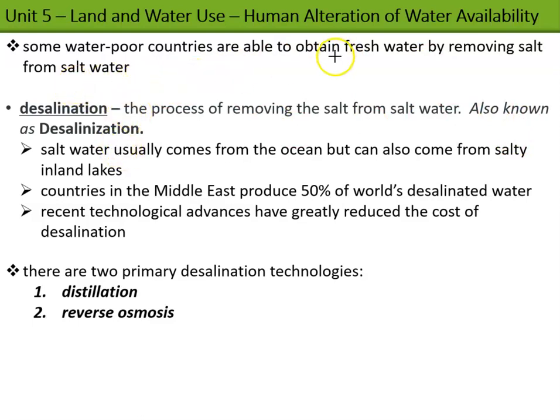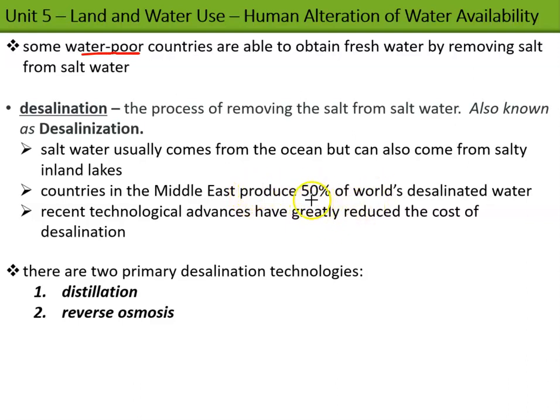This process of removing the salt from salt water is called desalination. It's also known as desalinization. Salt water usually comes from the ocean, but it can also come from salty inland lakes. Many countries in the Middle East are in this category of a water-poor country, but with unlimited access to salt water.